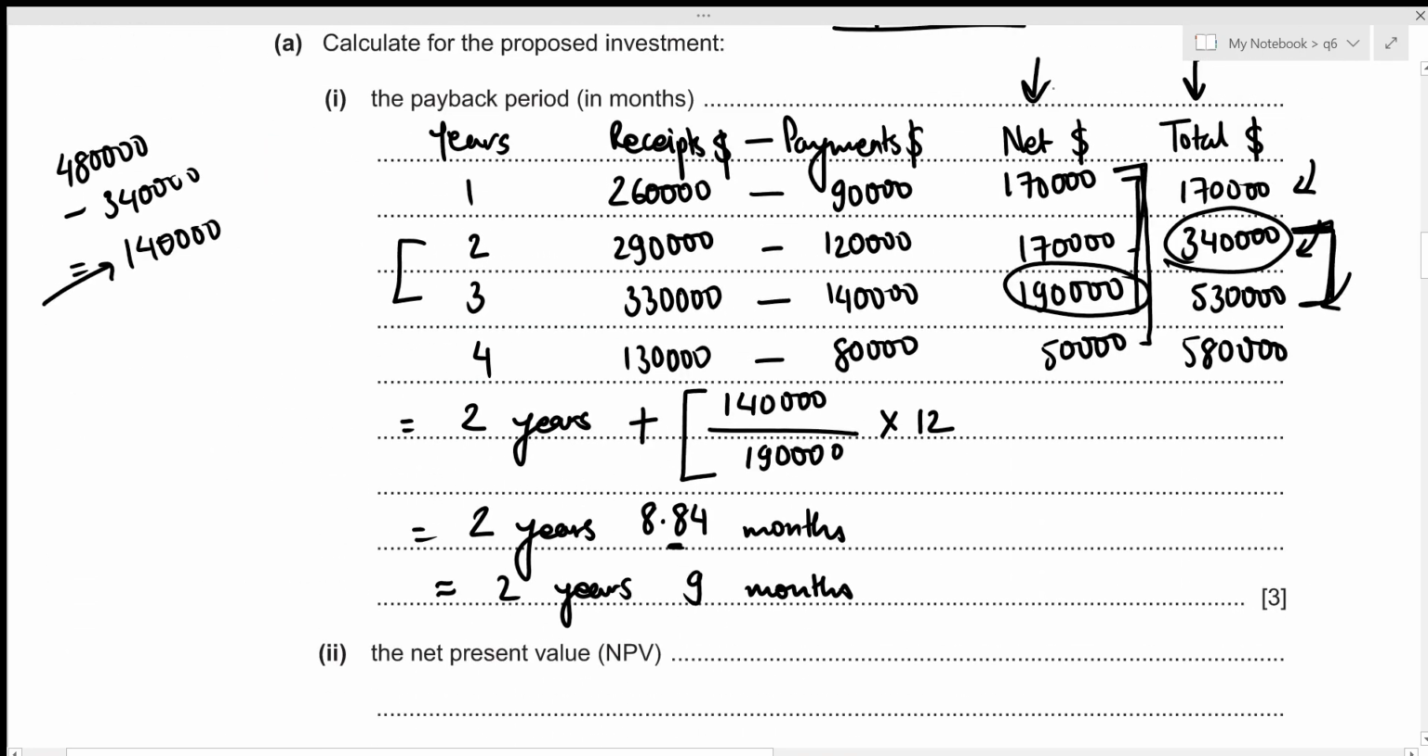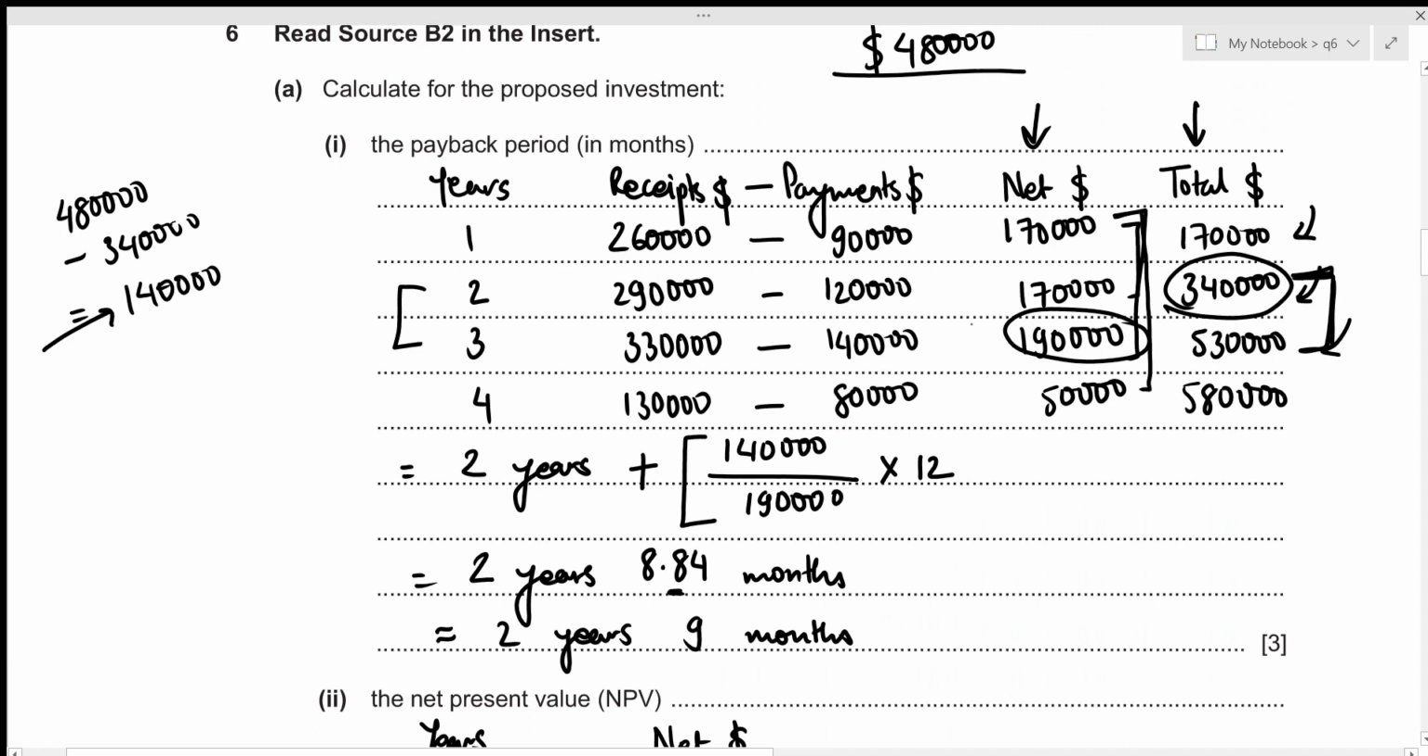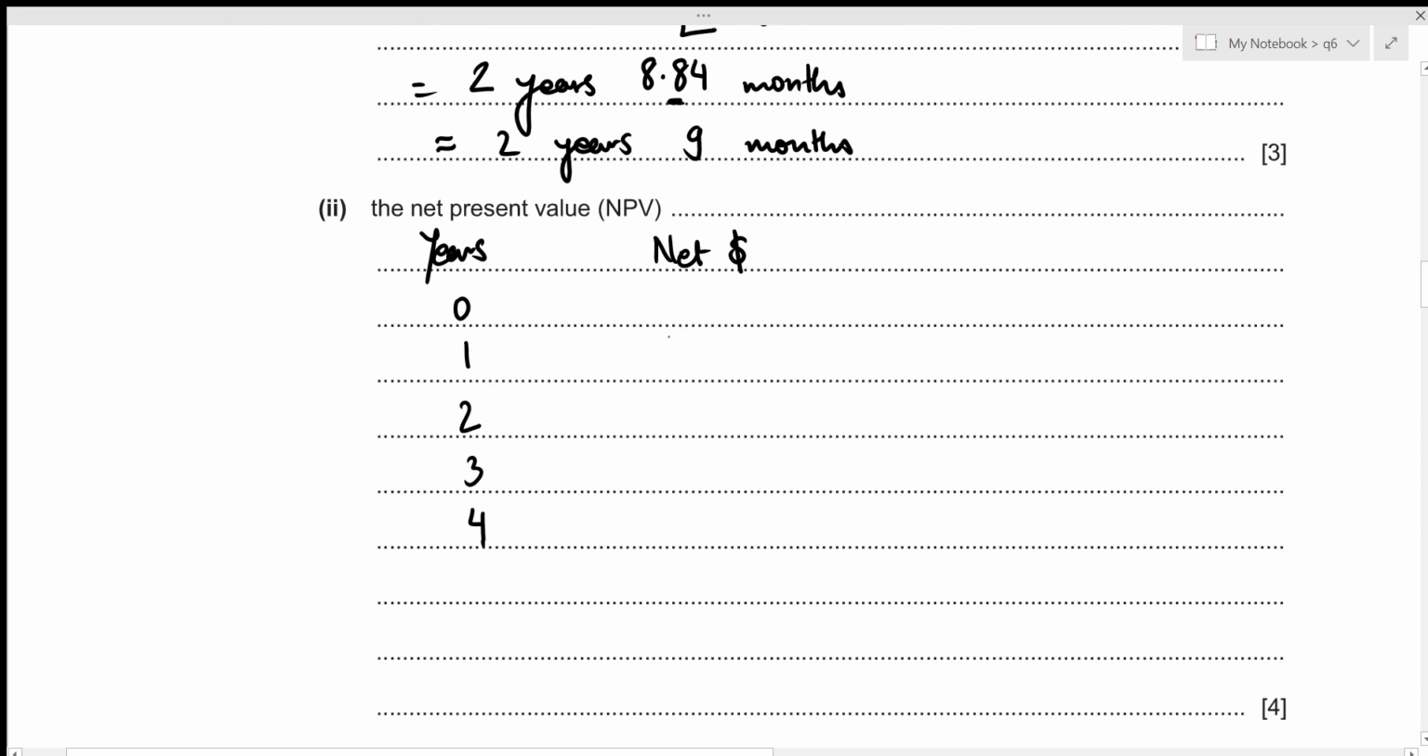So I'm just going to copy this column. And the net receipts are 170,000, 170,000, 190,000, and 50,000 respectively for the 4 years. So that's 170, 170, 190, and 50. And year 0 is the time at which we make our investment. And investment is definitely a cash out, right? So our invested amount will be of negative value, which is 480,000.